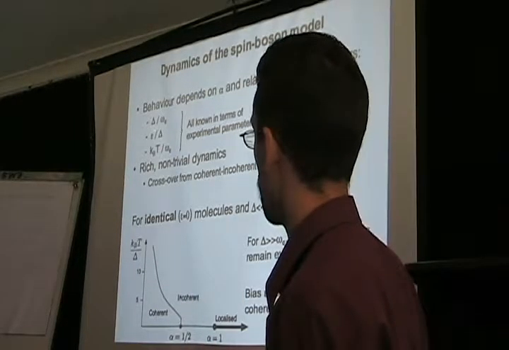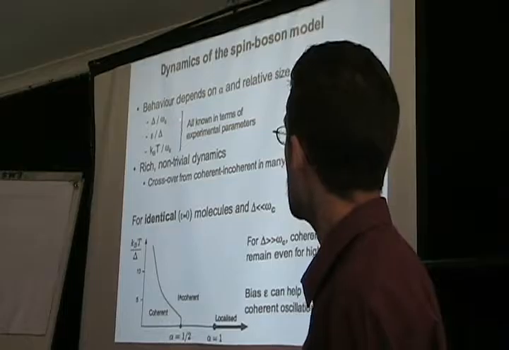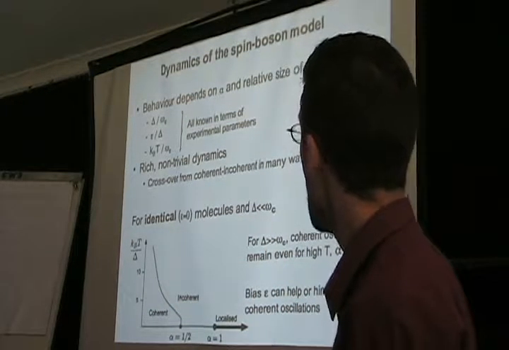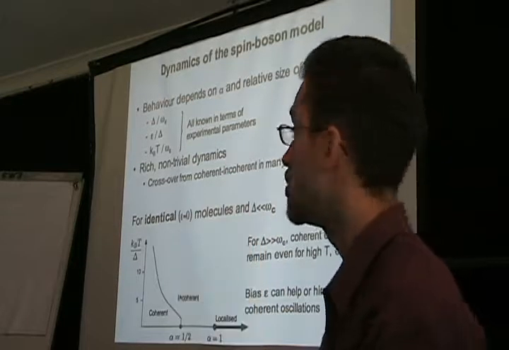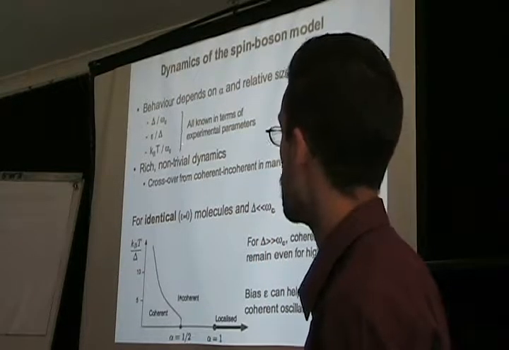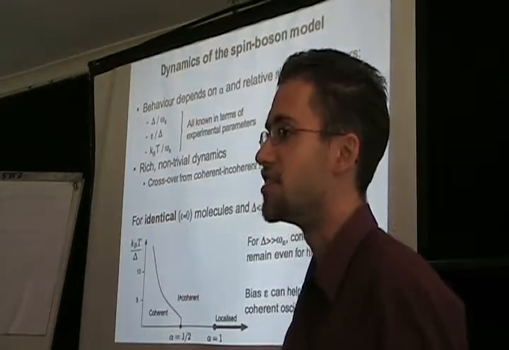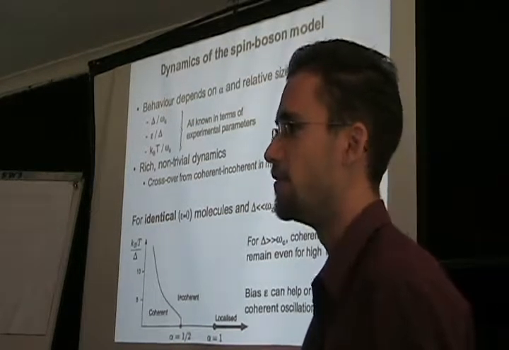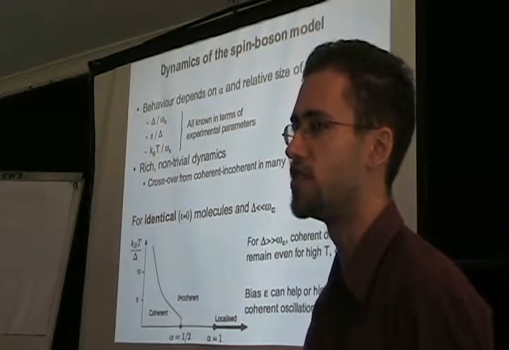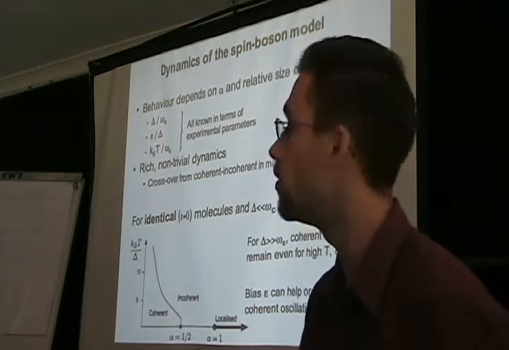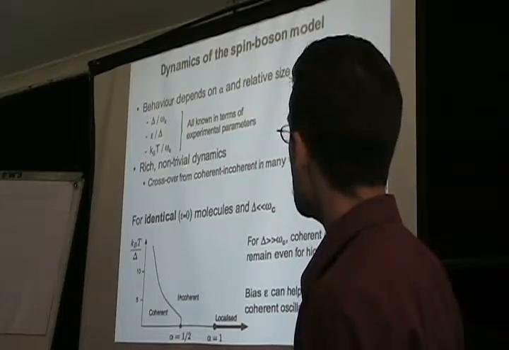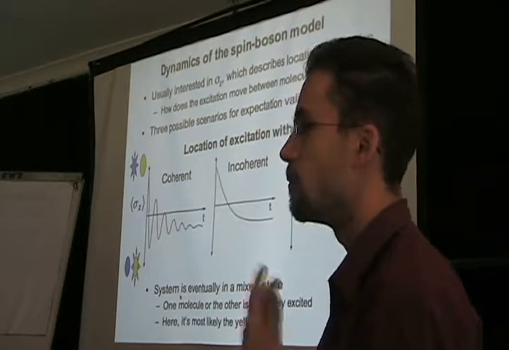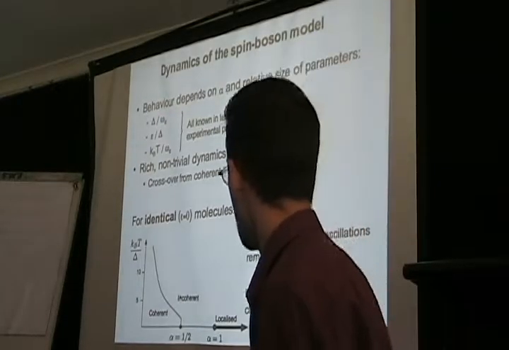You've got the relative size, so the ratio of the coupling strength to the cutoff frequency of the environment, like sort of the relaxation time of the environment, but also the difference in energy between your two molecules, and of course the temperature. And the spin-Boson model has very rich, non-trivial dynamics. It's been very extensively studied by lots of different techniques, quantum Monte Carlo, analytical, and you can see this crossover from coherent to incoherent behavior in many different ways through much different parameter space.